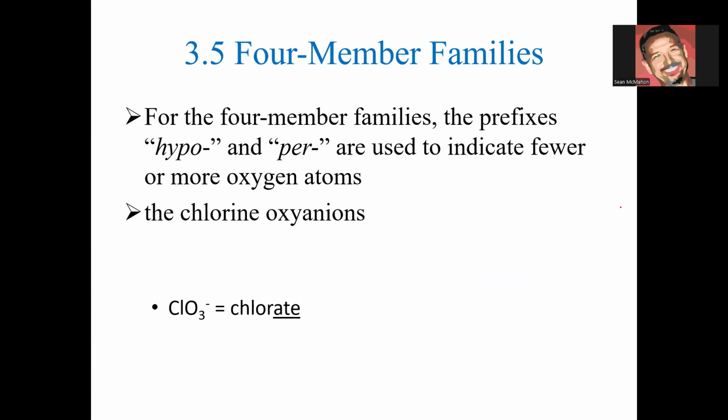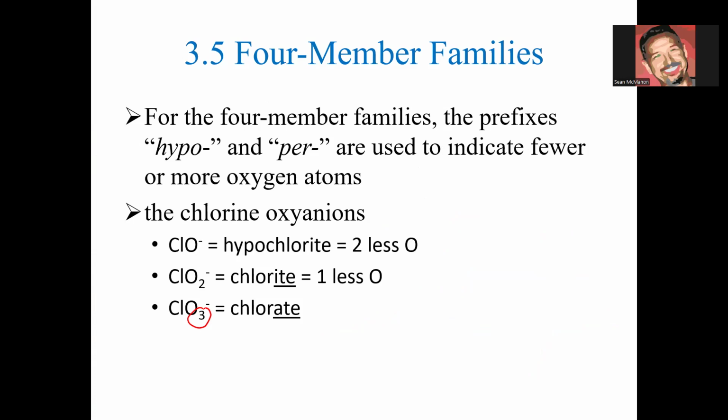Same thing with the 4-member. This is chlorate. How do I know? I drew the 4. The chlorine's not on the 4. It's got 3. So the 8 ion for chlorate has 3. 1 less. Ite. We learned that in the 2-member. But now we're going to do 2 less. So we can't just call it chlorite because that's already been taken.